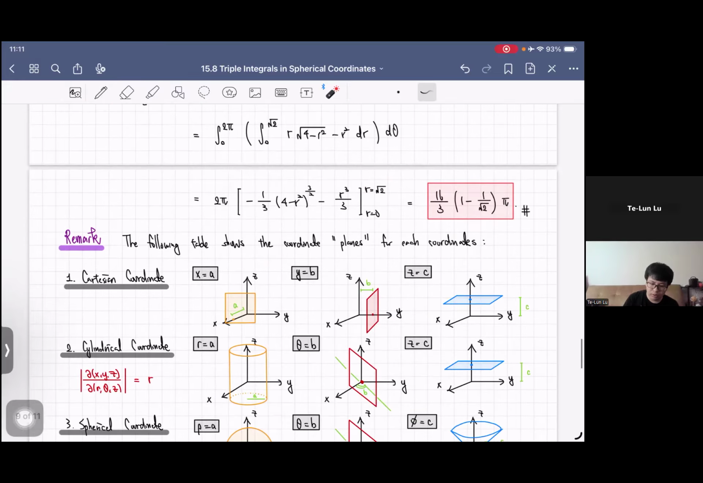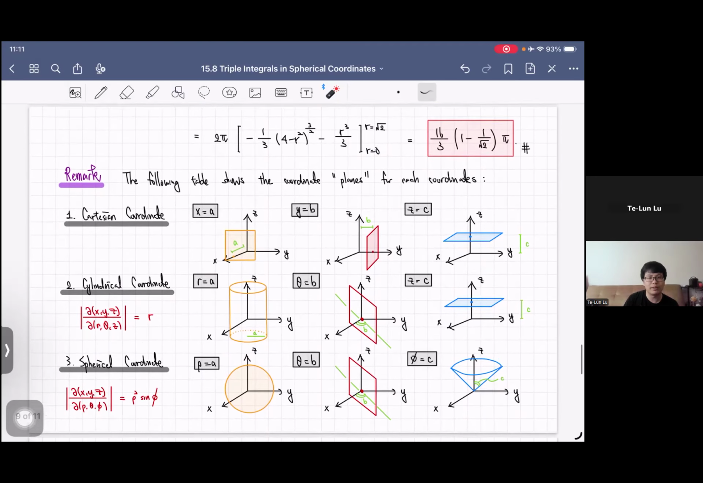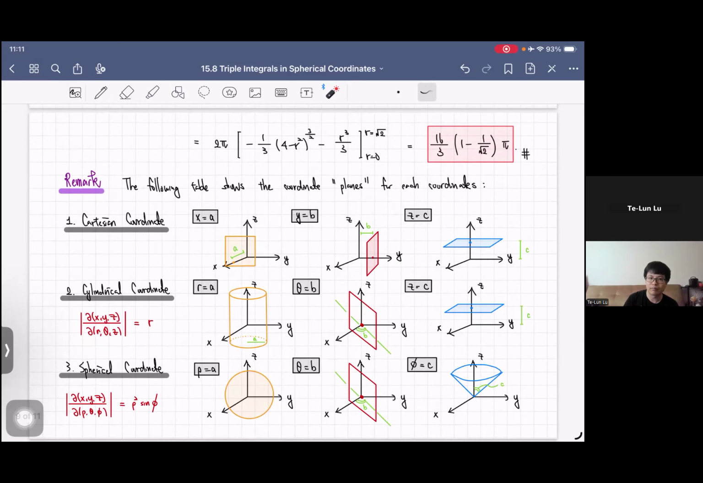Okay. So just to mention here, a small arrangement on how the coordinate planes look like. The following table shows the coordinate planes for each coordinate system. We know that in Cartesian coordinates, which we learned in section 12.1, x equals a, y equals b, z equals c is just a plane that is parallel to the yz plane, parallel to the xz plane, and parallel to the xy plane. That's the usual coordinate plane, okay? Or level surface of x and y and z.